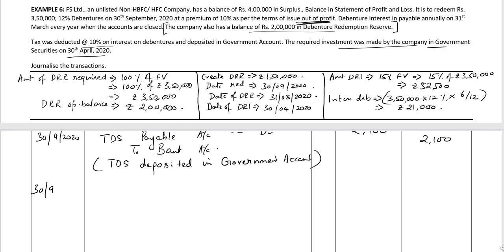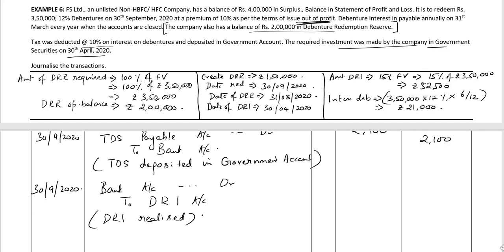Now we'll continue with the other entries. First, we will sell the debenture redemption investment: bank account debit to debenture redemption investment account for DRI realized. The amount realized is 52,500 rupees.